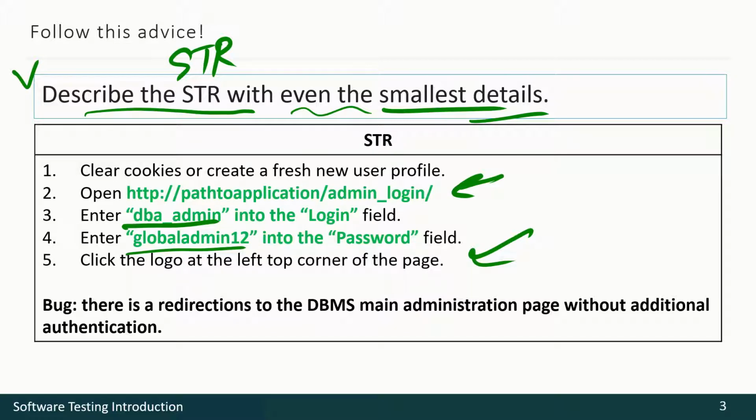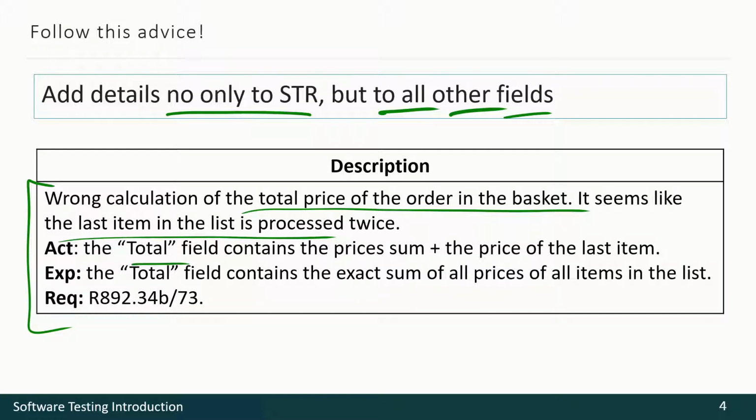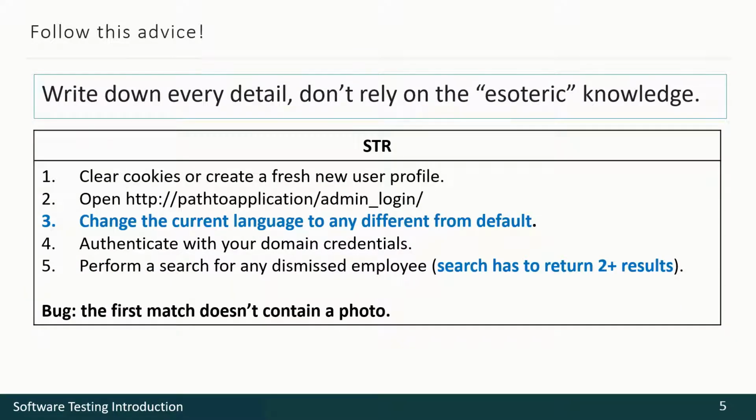Never omit any detail. And that's applicable not only to steps to reproduce, but to all other fields. When you are writing a defect report, provide any detail you have. Provide the link to the requirement, the actual and expected result, write down all those details you have. And no surprises here once again about details.